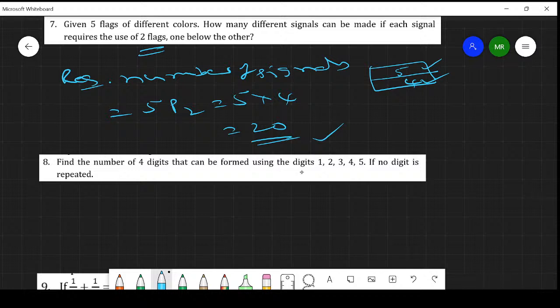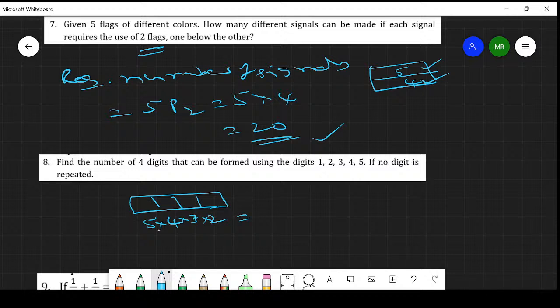When they are talking about the number of 4-digit numbers, the simple way is you write 4 boxes. So, 1, 2, 3, 4 boxes. No digit is repeated, 5 numbers are there, and 4 places we have. The first place can be filled 5 ways, second place 4 ways, third 3 ways, 2 ways. So by using the fundamental principle of multiplication, this is the required answer: 5 into 4 into 3 into 2.